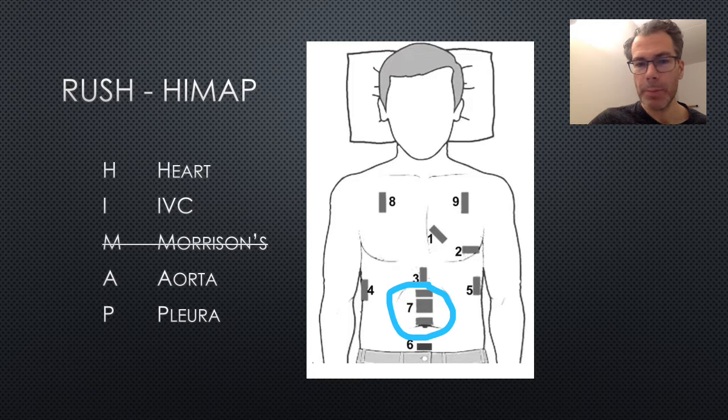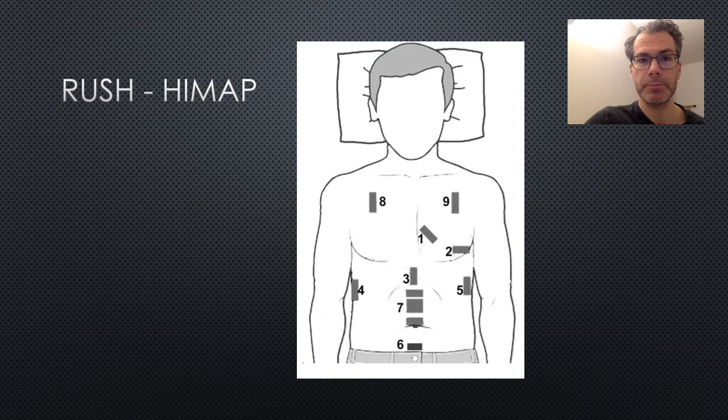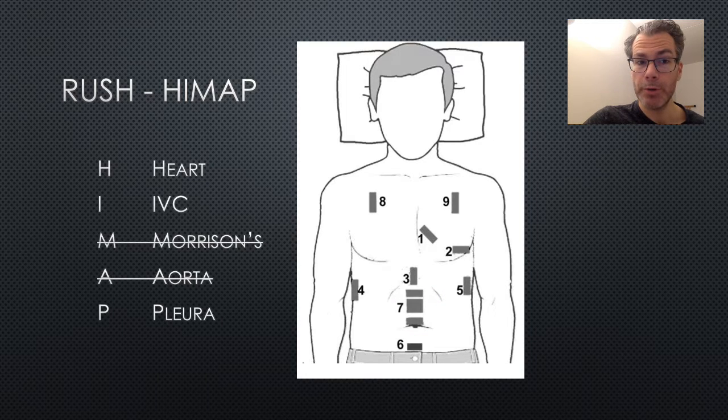But again, in this demographic, I didn't think this was particularly relevant, so we decided to skip over this part of the protocol as well. So that brings us on to the final part of the protocol, P for pleura. In the original HIMAP paper by Scott Weingart, he actually refers to P as pneumothorax. So we look here in the anterior zones in the mid-clavicular line for lung sliding to rule out a tension pneumothorax as the cause of the patient's shock.